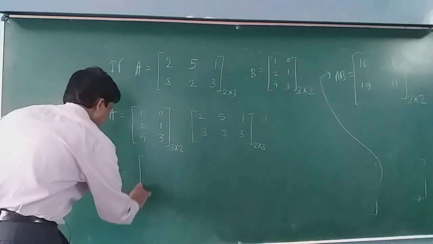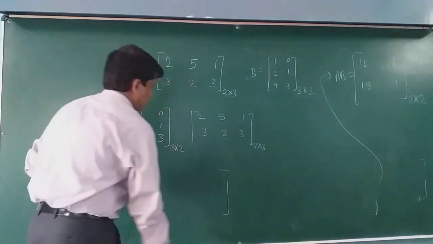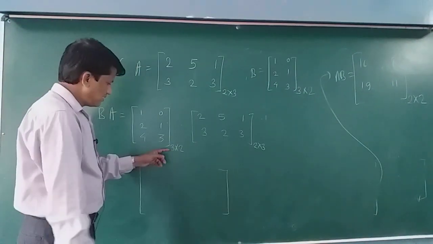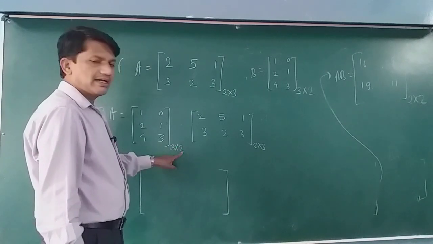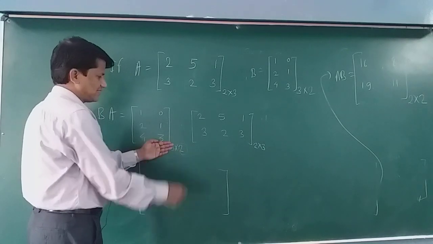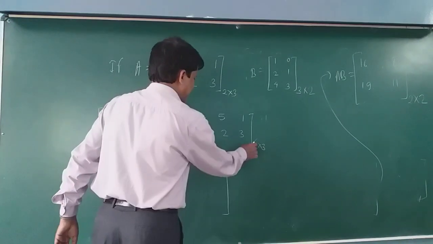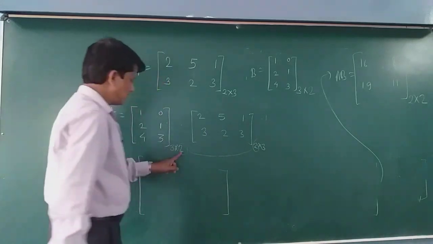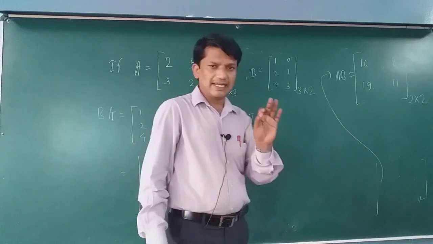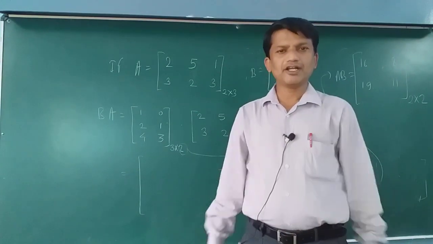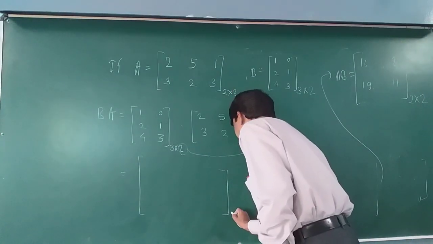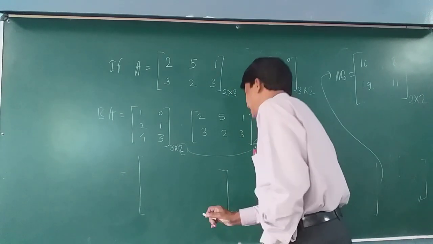So what will be the answer of this? Look here, the number of columns in the first matrix must be equal to the number of rows in the second. Here the second number is 2 and here 2, same, which means the product is possible. And what will be the order of the resultant matrix? 3 by 3. So here I am writing the order will be 3 by 3.